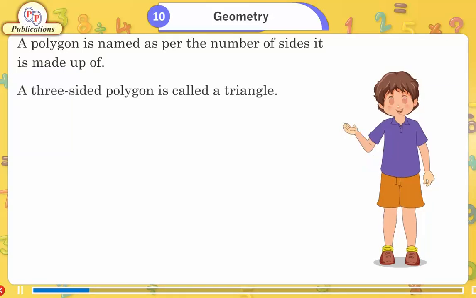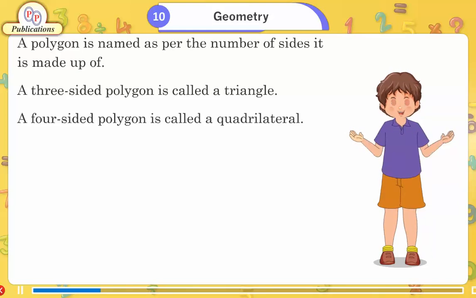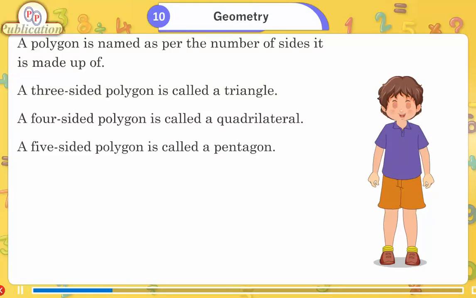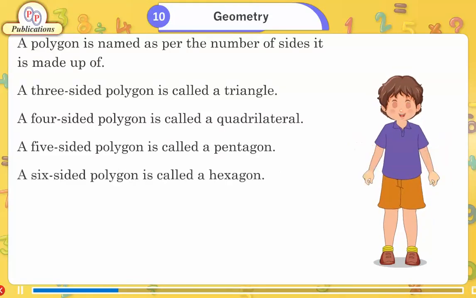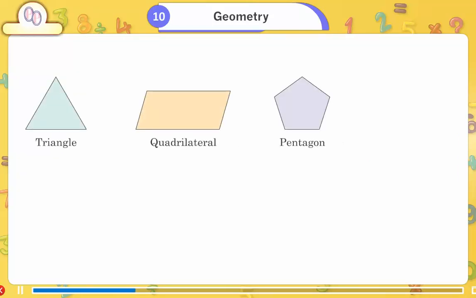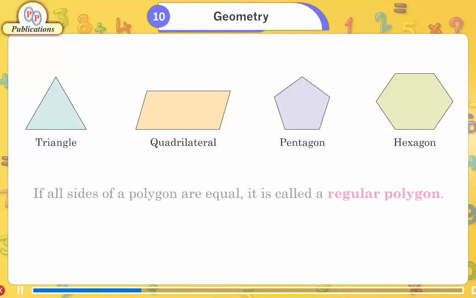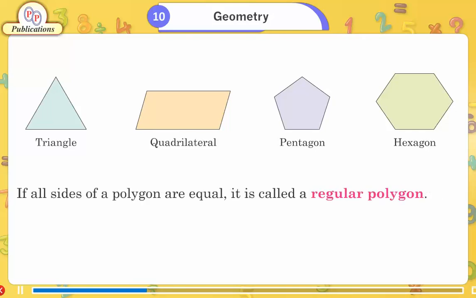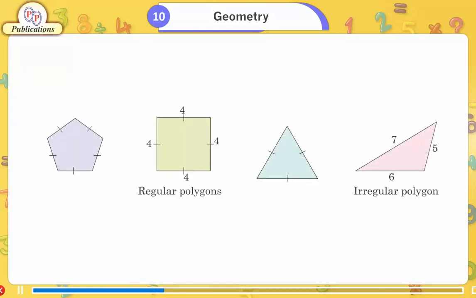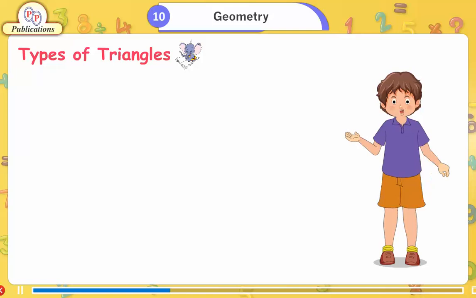A 3-sided polygon is called a triangle. A 4-sided polygon is called a quadrilateral. A 5-sided polygon is called a pentagon. A 6-sided polygon is called a hexagon. Triangle, quadrilateral, pentagon, hexagon. If all sides of a polygon are equal, it is called a regular polygon. Regular polygons, irregular polygon.